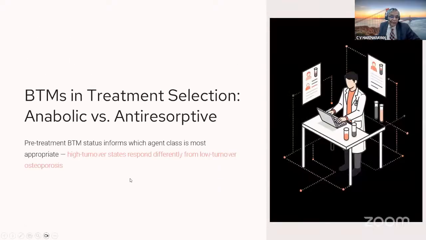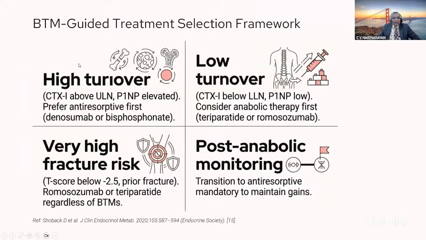Now in BTM and treatment selection, anabolic versus anti-resorptive, how does it help you to treat? The pretreatment bone turnover marker status informs which agent class is appropriate. High turnover states respond differently from low turnover osteoporosis. So the bone turnover markers guide the selection framework.